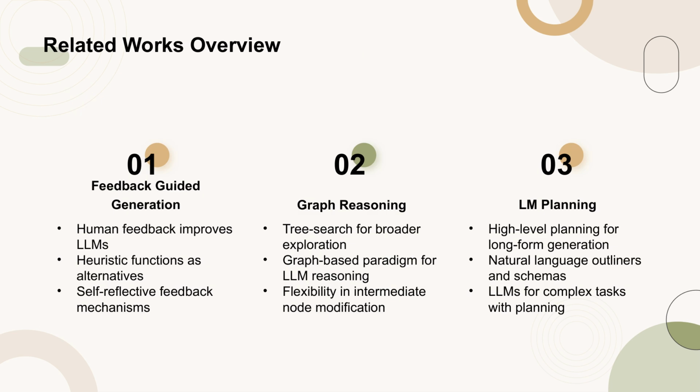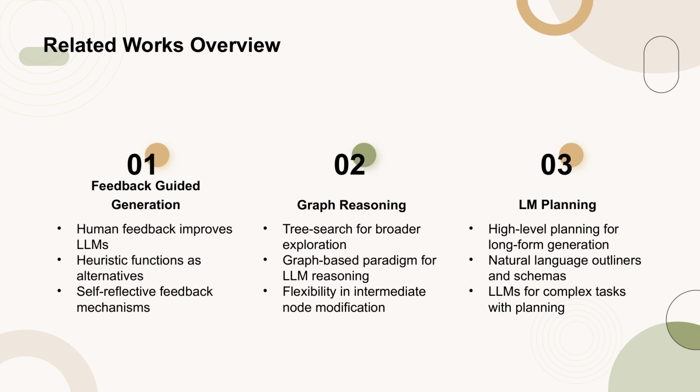In the realm of feedback-guided generation, human feedback has been shown to enhance large language models, LLMs. However, due to the cost and difficulty of incorporating human feedback into automated processes, heuristic functions are often used as substitutes. Additionally, mechanisms have been introduced for LLMs to generate self-reflective feedback to improve their outputs.